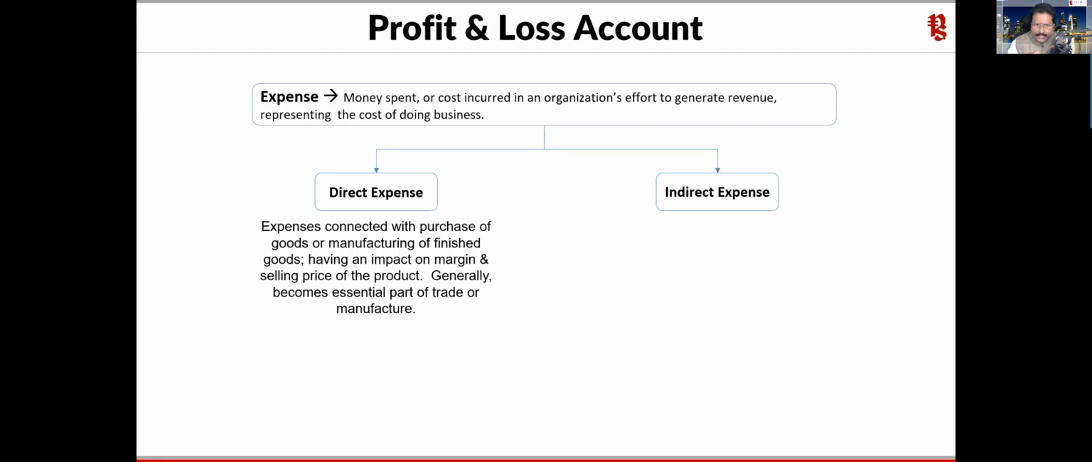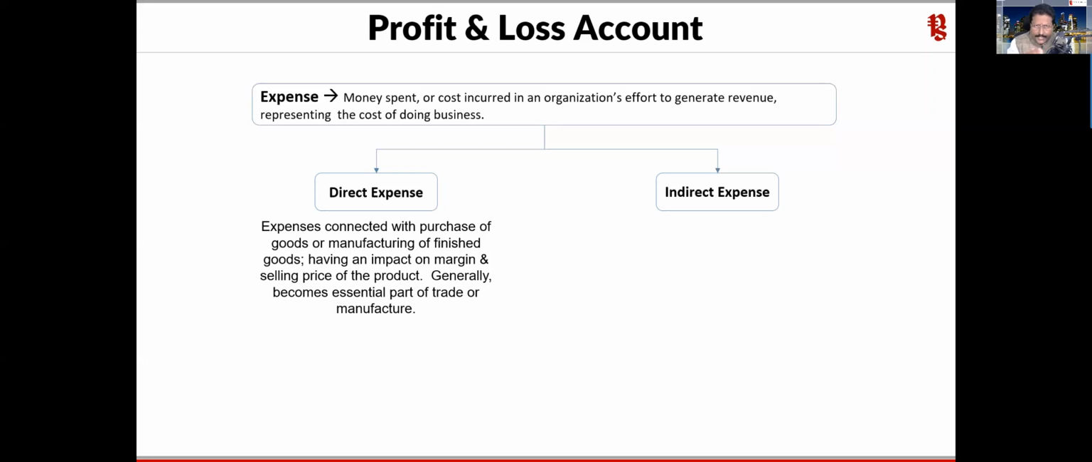Generally, these expenses become an essential part of trade or manufacturing, which means they become essential or mandatory expenses in association with your purchase and production activities. So let me just quickly repeat this statement. Expenses connected with purchase of goods or manufacturing of finished goods, having an impact on your margin or selling price of the product. So these expenses are generally an essential part of your trading or manufacturing, right?